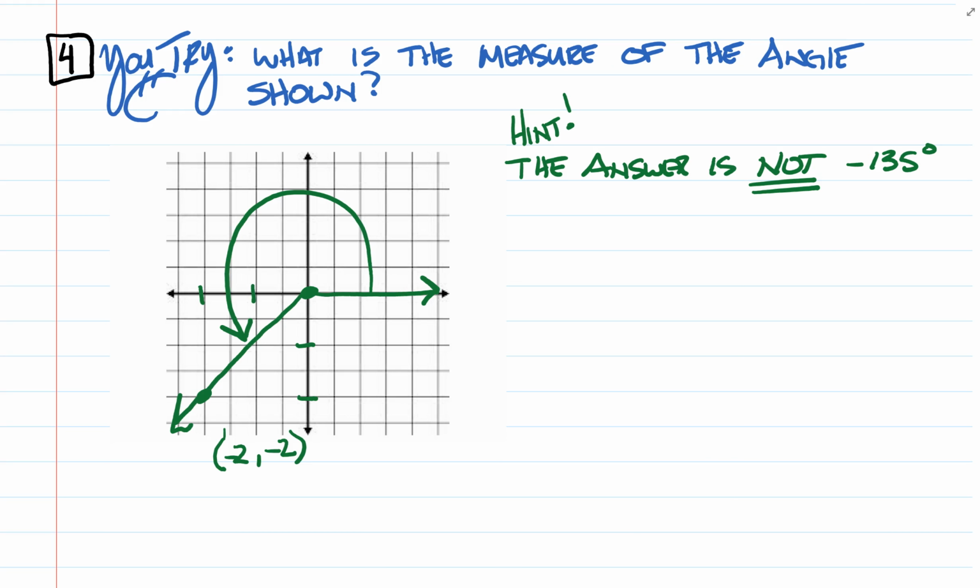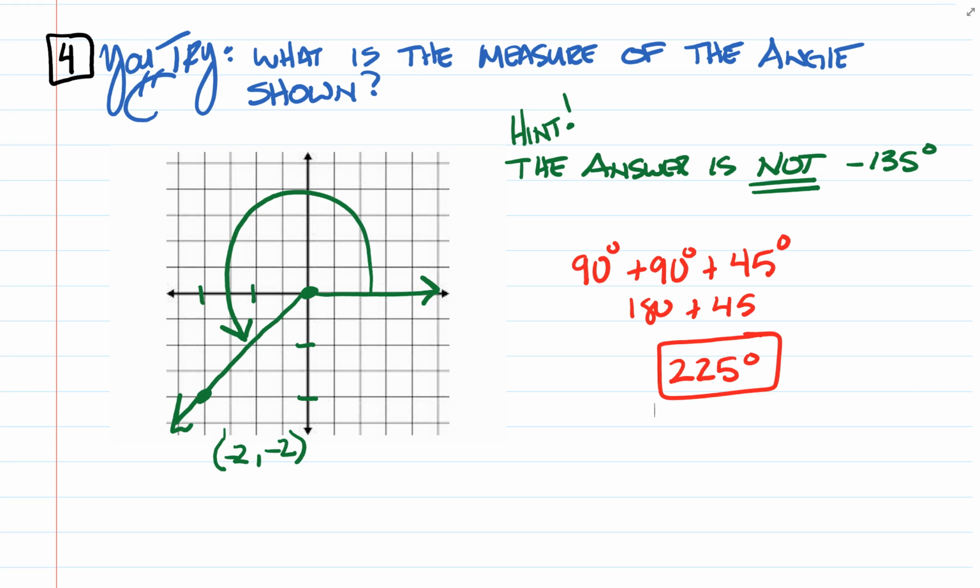Okay, box number 4 is a U try. What is the measure of the angle shown? Okay, and this picture looks similar to the picture in box 3, but there's a hint. The answer is not negative 135 degrees. Okay, the answer is positive 225 degrees. So how did I come up with that?